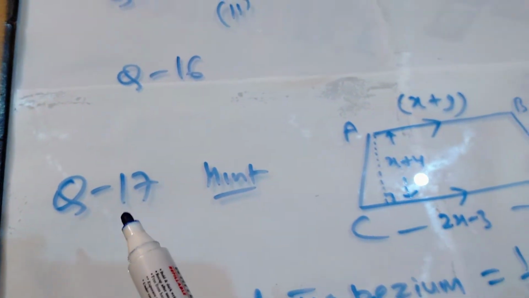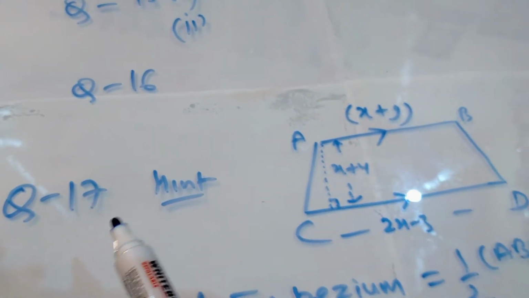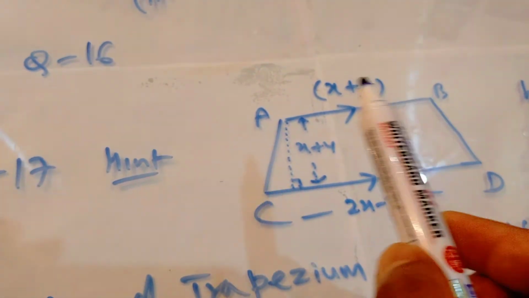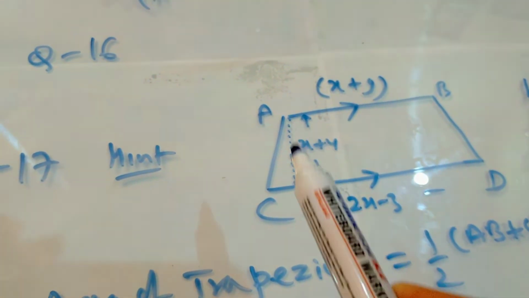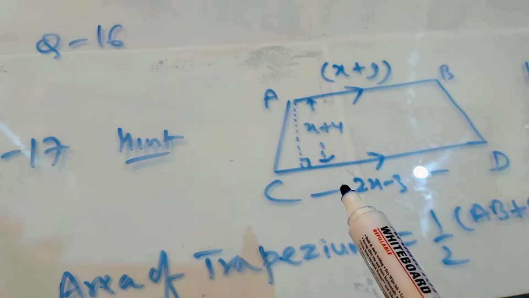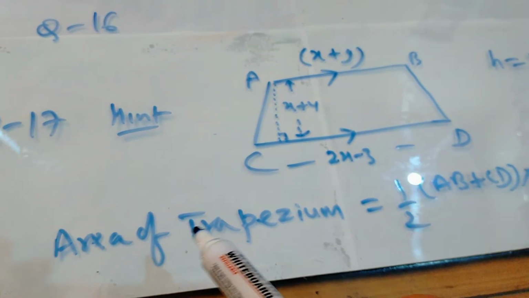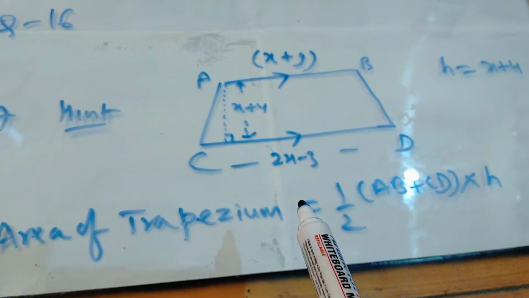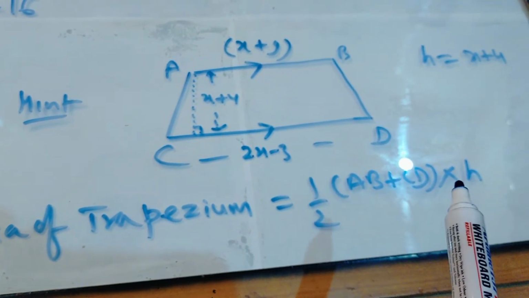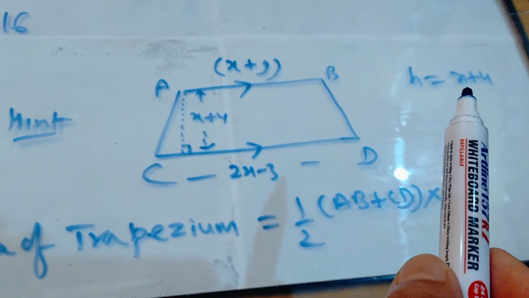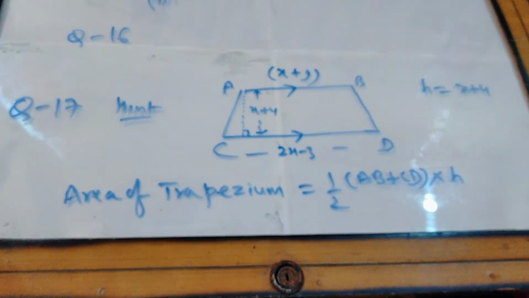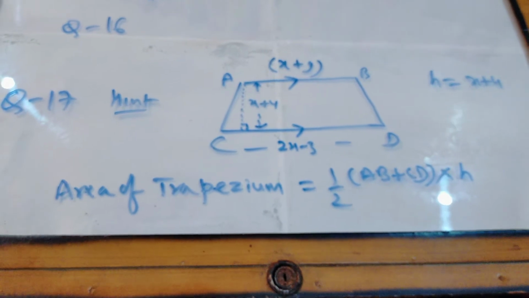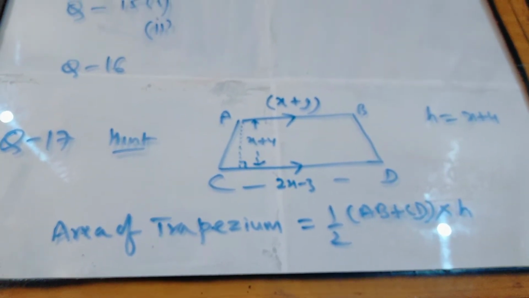For question 17, you take the hint. In this question, a trapezium is given. These two are called parallel sides and the height of this trapezium is x plus 4. And area of trapezium, we know the formula. Area of trapezium is equal to half into sum of parallel sides into height. So height is here x plus 4. So take this hint and try to simplify this question also. So till 17 you have to make it ready in your copy.